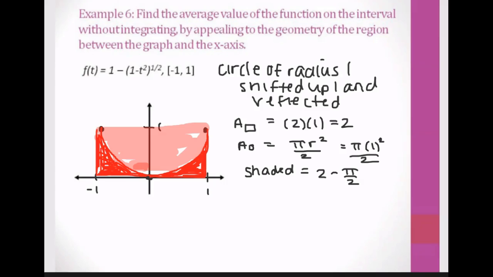So that area of that shading, its average would then be that 2 minus pi halves. So that represents the integral from -1 to 1 of f of t dt. So we say that's equal to 2 minus pi halves. So its average would be 1 over b minus a times that value.